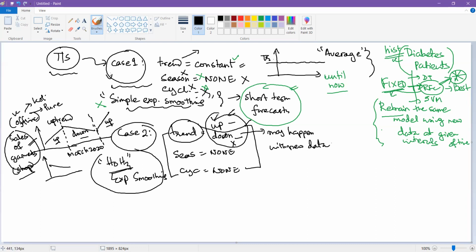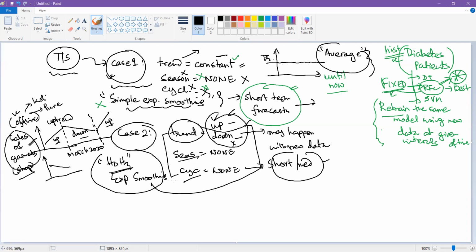So case one is where the trend is constant. Simply, I can take the average and do a short term kind of forecast. In Holt's exponential smoothing also, I can say that I can do short to medium term. I cannot think of anything more than that, because even in this case, I'm not sure what is going to happen about seasonality or cyclicity. I can only comment about the trend.